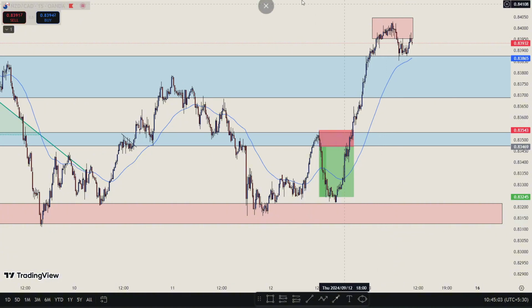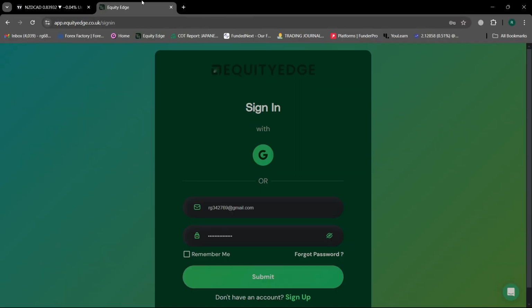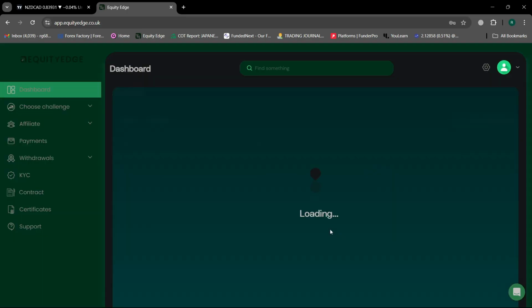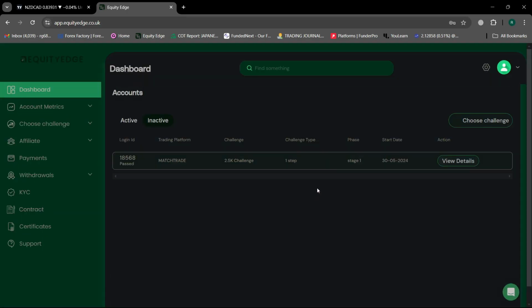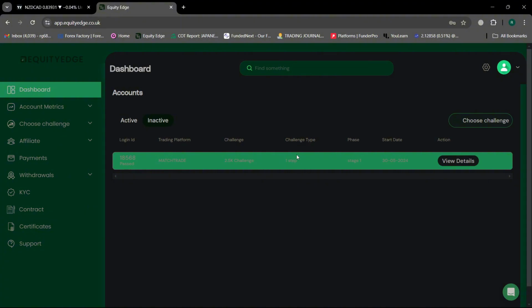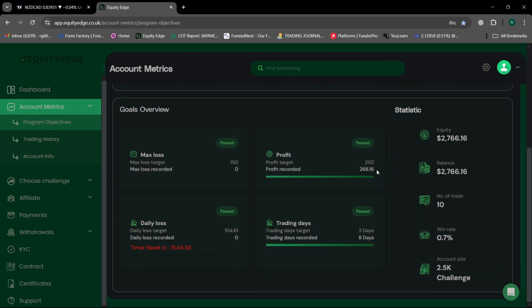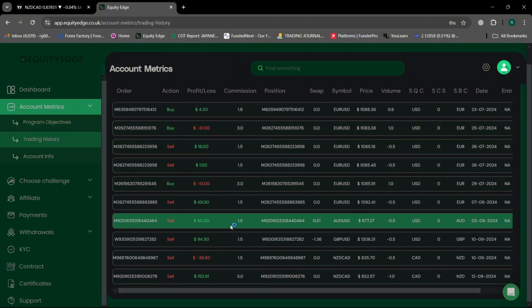So now I'll show you my Equity Edge account. So as you can see, this is the Equity Edge one-step challenge. I have passed this, fast, as you can see. Let's go to the two accounts, as you can see. You can see everything. Let's go to the credit account.